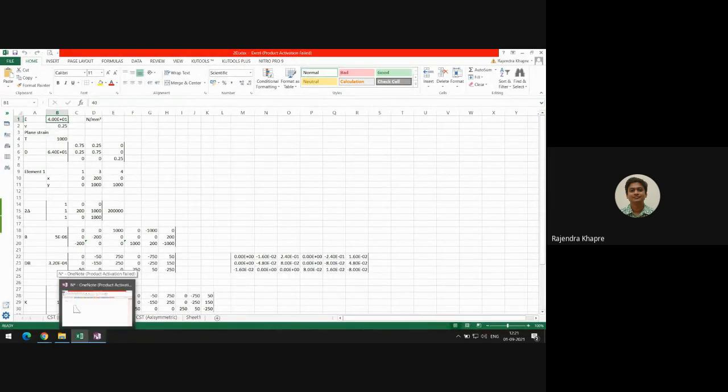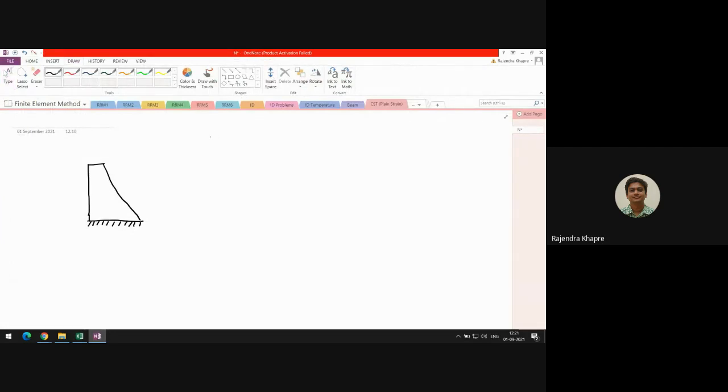Okay. So let us say the modulus of elasticity of the material is E, which is 40 newtons per millimeter square. I'm just putting this in newtons per millimeter square, and the Poisson's ratio value I'm assuming as 0.25. Okay, so here all the units: for the distances I'm using millimeters, and for the loads I'm using only newtons.